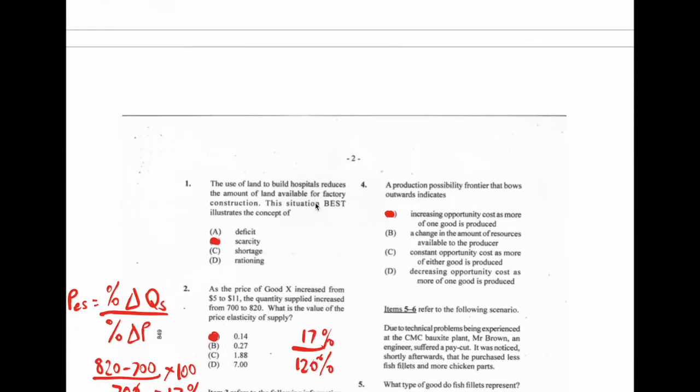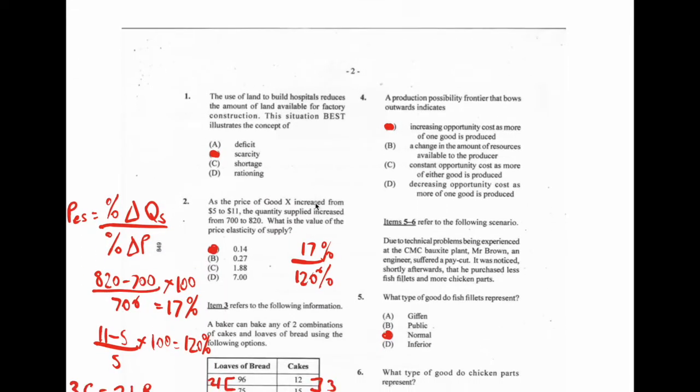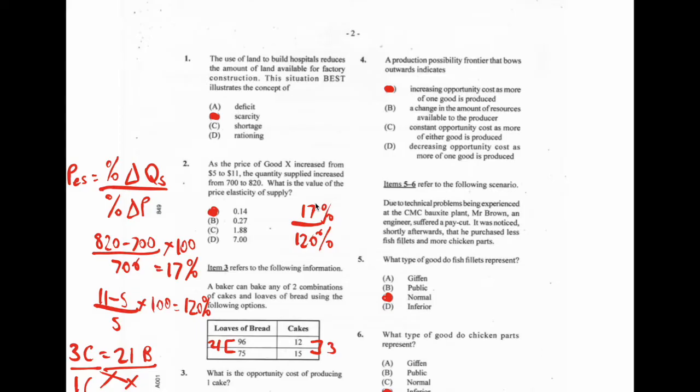So, first question, the use of land to build a hospital reduces the amount of land available for factory construction. This situation best illustrates the concept of B, scarcity. This goes back to the central or basic economic problem. We see that there's a choice between the hospital and the factory, and the amount of land which would represent the finite resources.